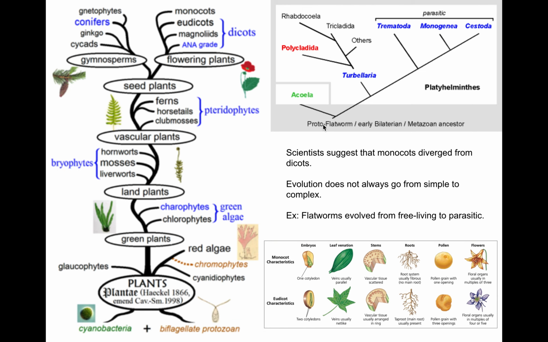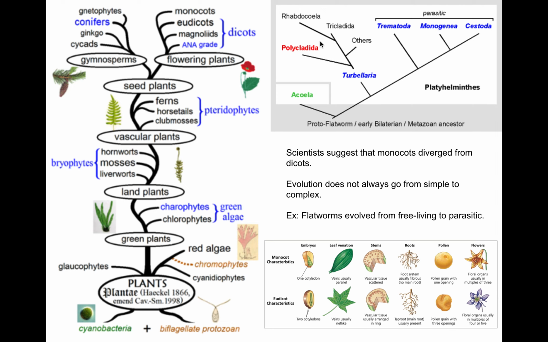So before we got to the flatworms that we have most commonly today, we had these early proto flatworms that were free-living. And over time, they evolved to be parasitic. Parasitic is going to be more simplistic than free living.